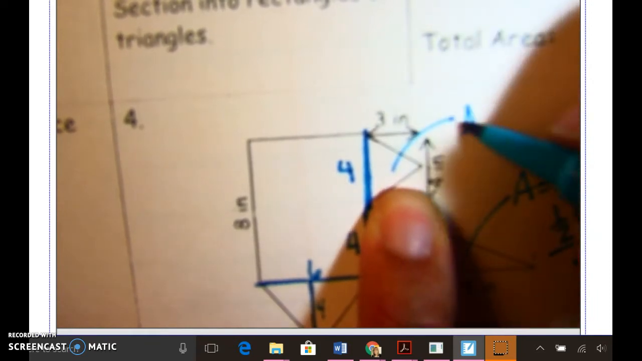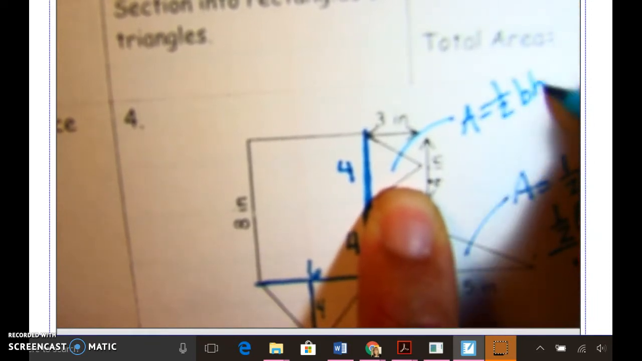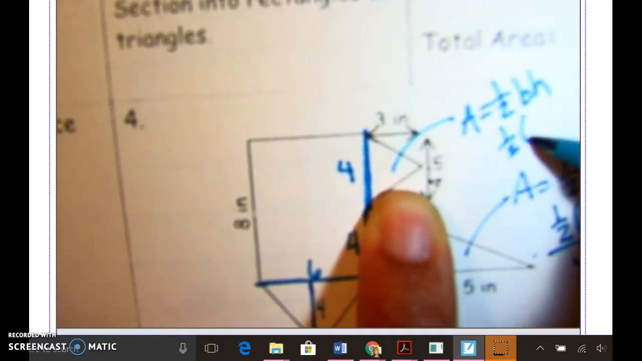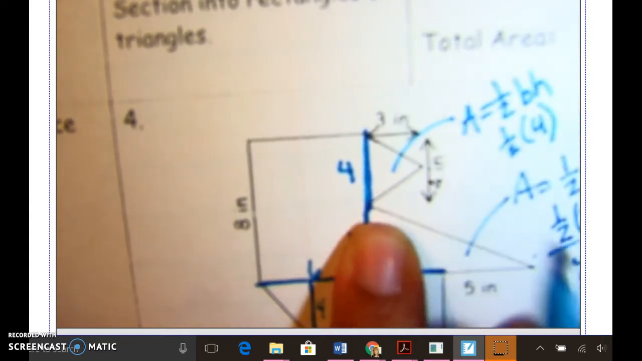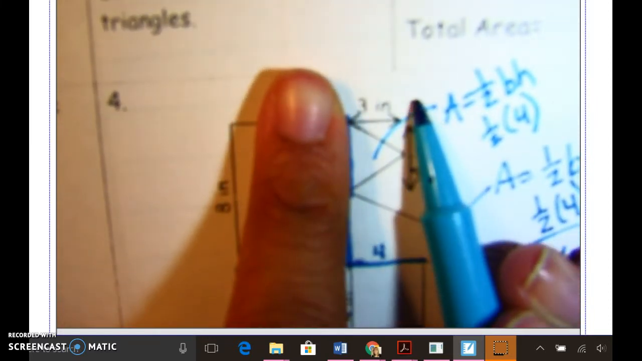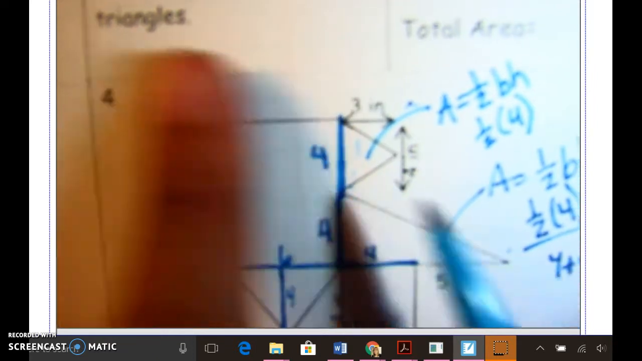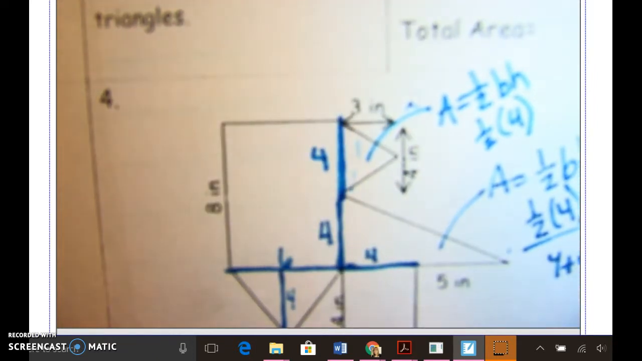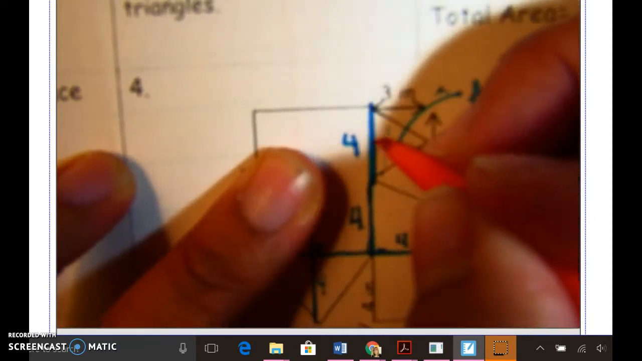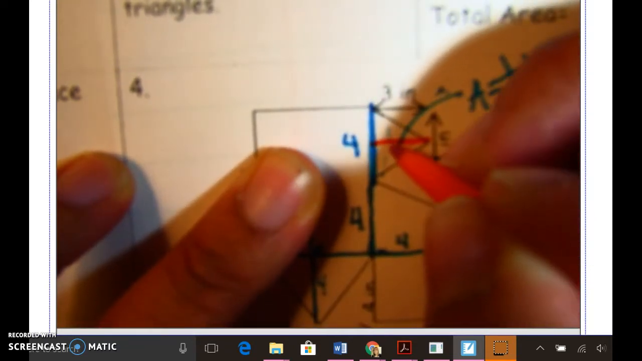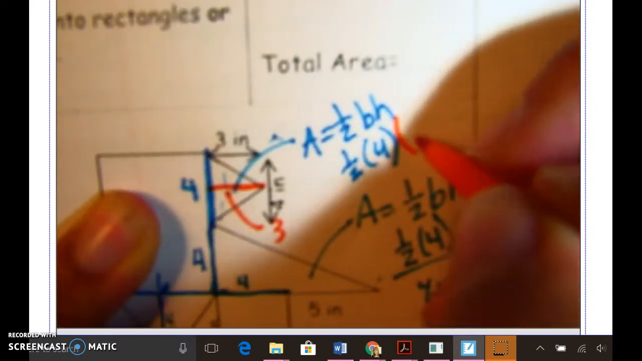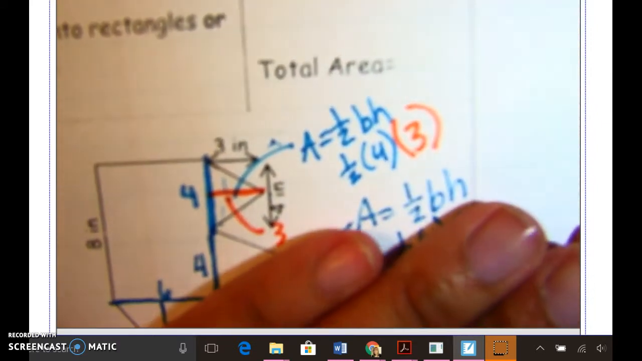So when you do area equals half of base times height, your base is 4. And what's your height? What is the distance from here to here? Well, they tell you. The distance from here to here is 3. So the height of this triangle is 3. So again, in your formula, you're going to be multiplying base times height.